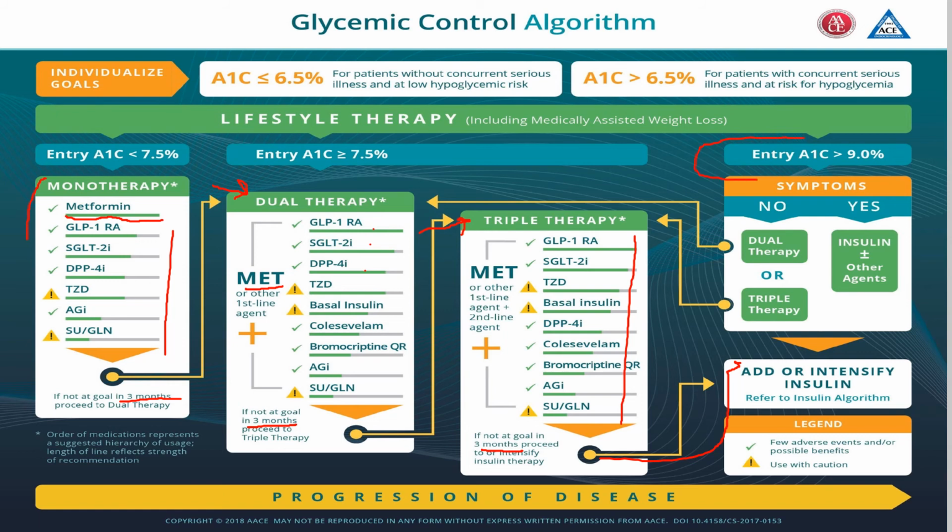Now, if someone at diagnosis is already at a really high A1C, you may skip a couple of these steps and start them on dual or triple therapy, or even on insulin based on how severe their symptoms are at time of diagnosis.